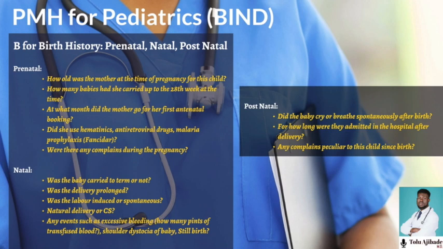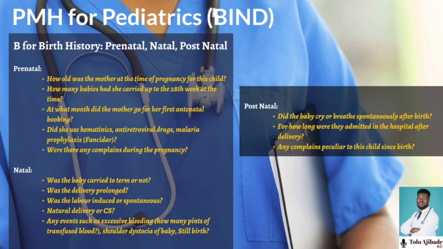Then the natal part, okay. Was this baby carried to term or not? Was the delivery prolonged? Was the labor induced or spontaneous? Was the delivery of this child natural, or was it through cesarean section, or maybe through instrumental use? And then, any event such as excessive bleeding during or after delivery? If the patient says yes, there was bleeding, you ask how many pints of blood the mother was transfused with following this bleeding.